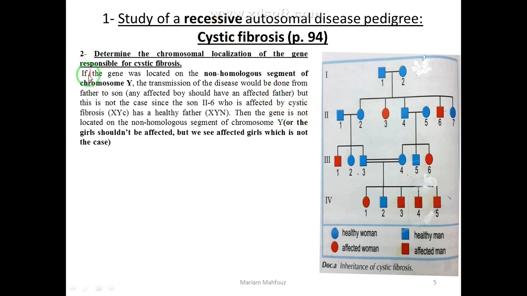But the way we should write the answer is the following. If the gene was located on the non-homologous segment of chromosome Y, the transmission of the disease would be done from father to son. Any affected boy should have an affected father, but this is not the case since son 2-6, who is affected by cystic fibrosis, would have the genotype XYc and has a healthy father, XYN. This means the gene is not located on the non-homologous segment of chromosome Y. So here we are denying this possibility, which means there is another possibility.